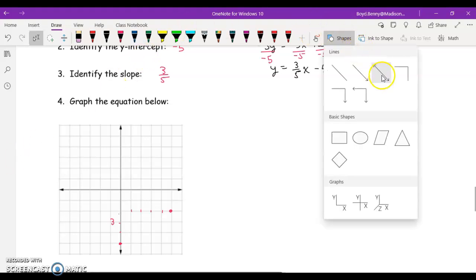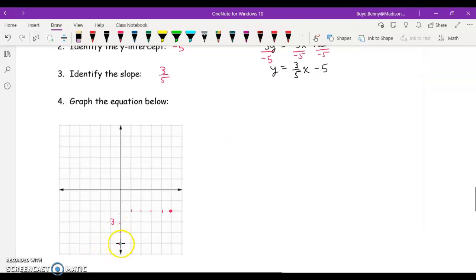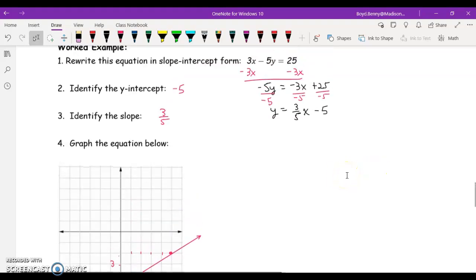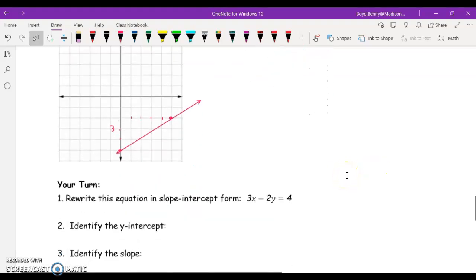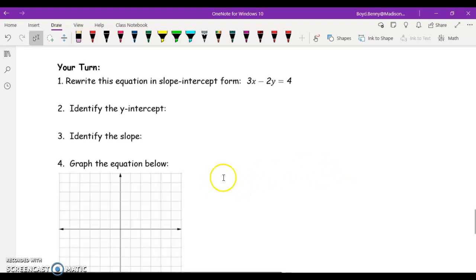Grab my line tool here. And so there we have it. There's our first example. Okay, pause the video and try the your turn problem.